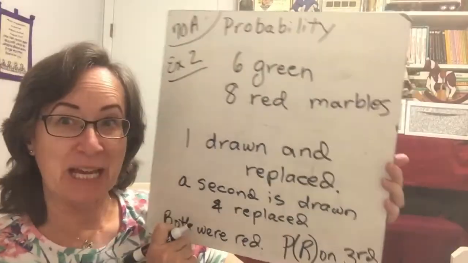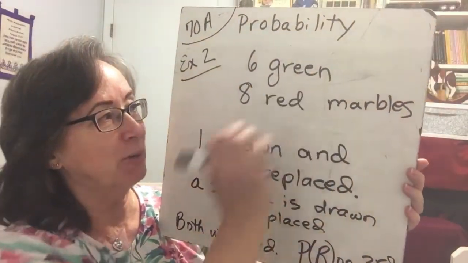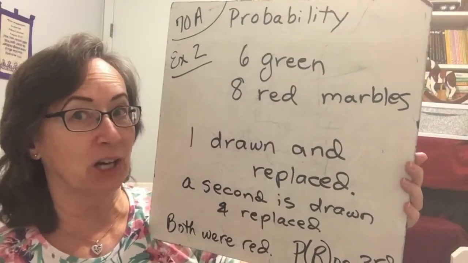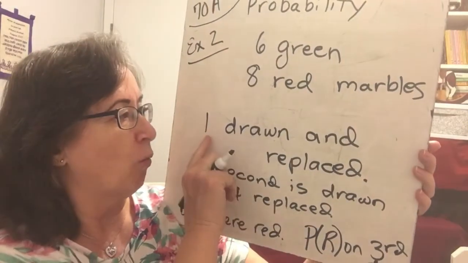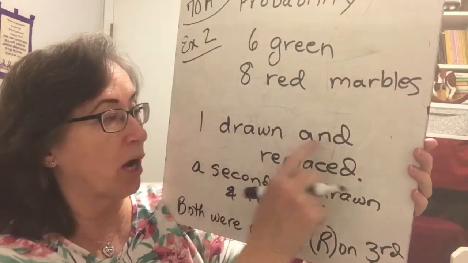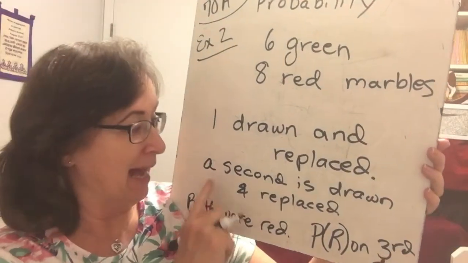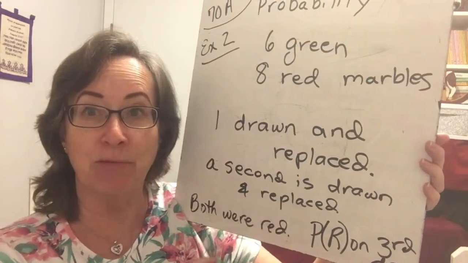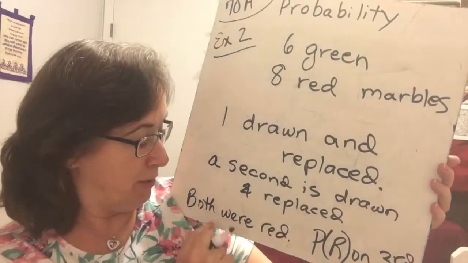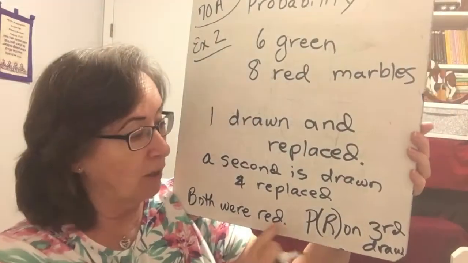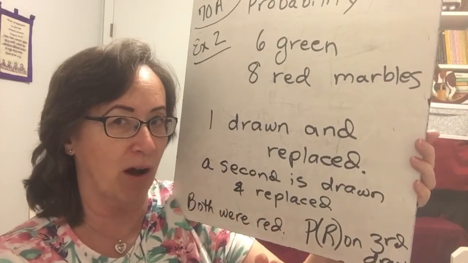Okay, so this is example 2, and it is another fun probability question. We have 6 green marbles and 8 red marbles in an urn. Okay, so they give us a situation. 1 marble was drawn and replaced. So somebody pulled it out, looked at it, put it back in. A second marble is drawn and replaced. Somebody pulled it out, looked at it, put it back in. Both of these marbles were red. What is the probability that there is a red on the third draw?